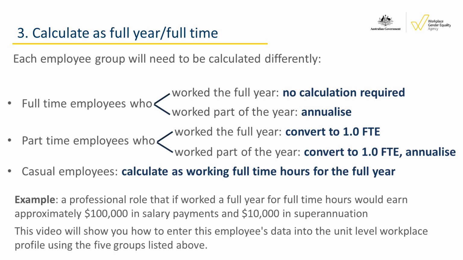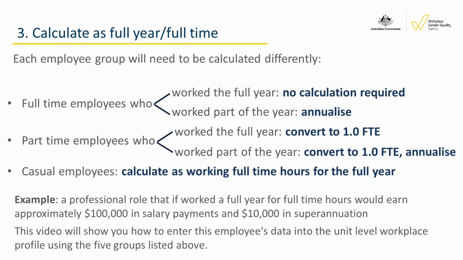So let's work through the groups. Group 1 are full-time employees who work the full year. Start with this group because you won't have to convert their data. You'll already have what they've earned for the 12 months prior to your snapshot date. Group 2 are employees who have worked full-time but only for part of the year. You will need to annualize their earnings. Think of it like calculating what they would have earned if they had worked the full year.